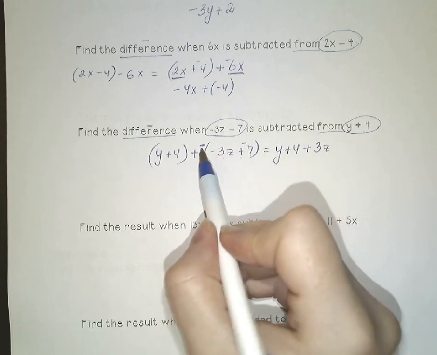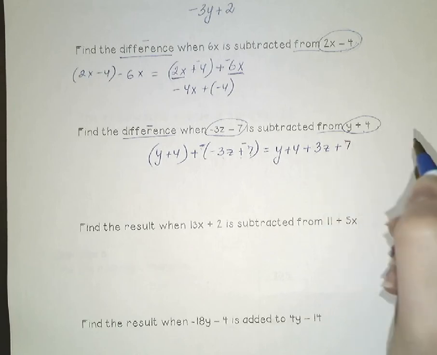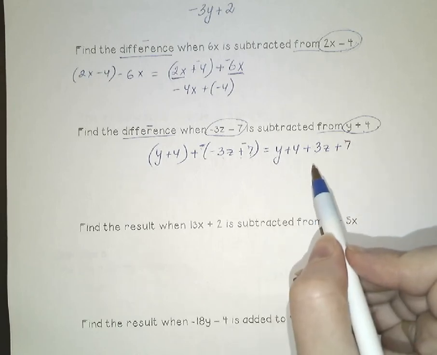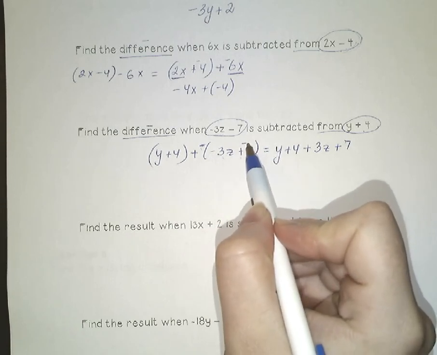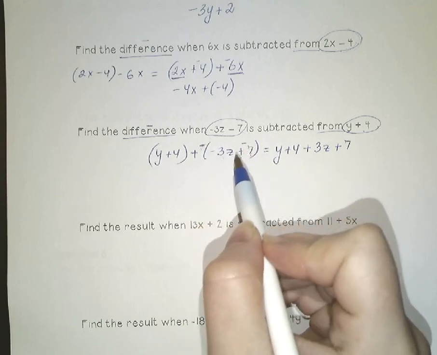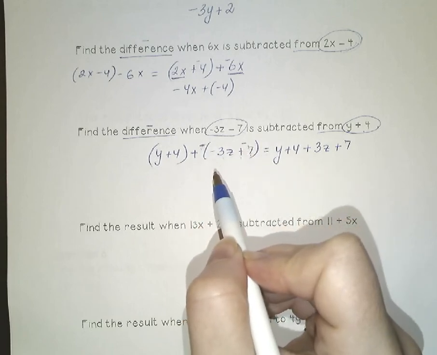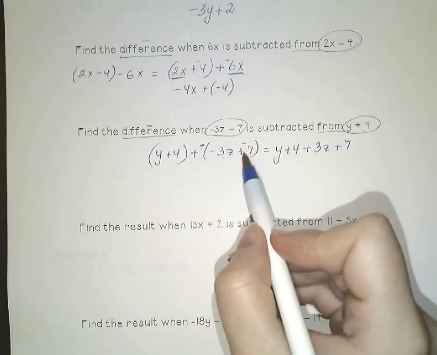And the opposite of negative 7 is positive 7. That is very important that you remember to change subtraction to addition of the opposite here before you do this part. Otherwise, you're going to mess up all of your signs here.